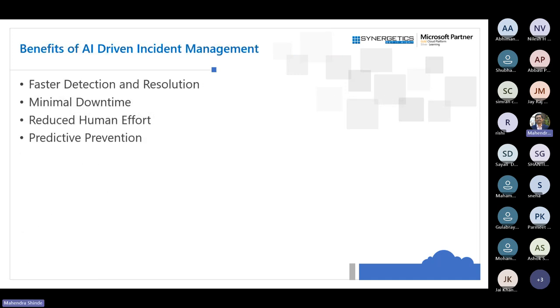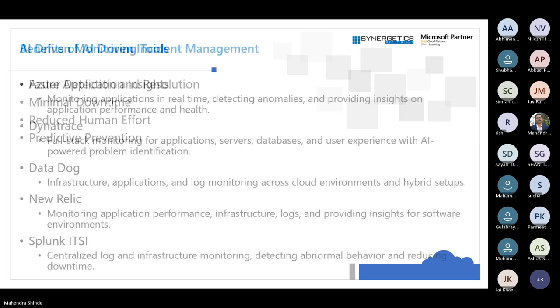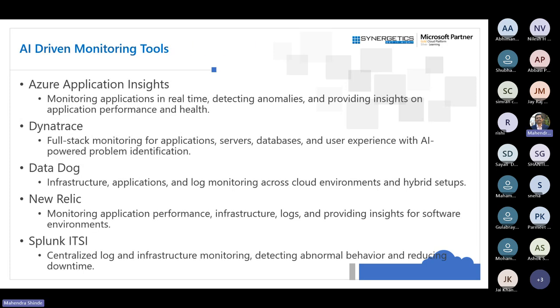Incident management. What is the benefit of using monitoring with AI? Faster detection, minimal downtime, reduced human effort. You as a human, you don't have to do many things. And predictive prevention. It will actually help you prevent issues from happening. So what are the examples now? I already gave you an example of Azure Application Insights, which is a cloud-based monitoring tool for applications. It is basically an application monitoring tool, an APM tool.